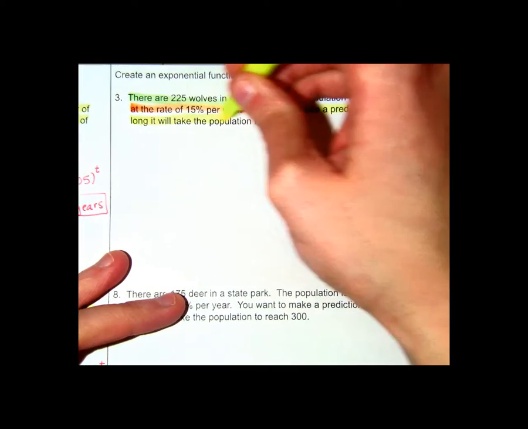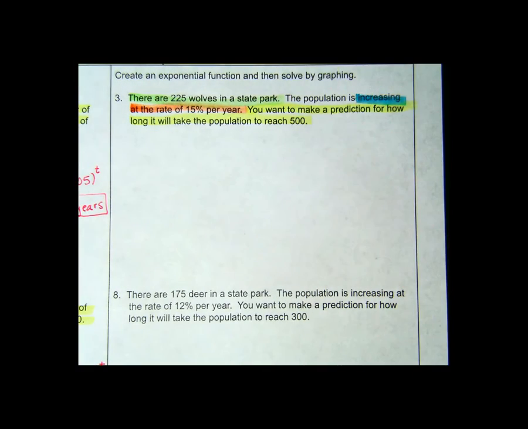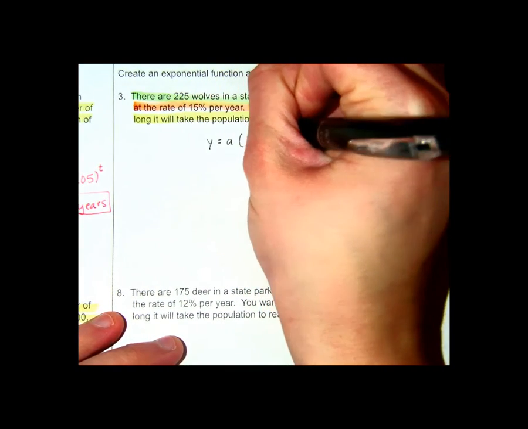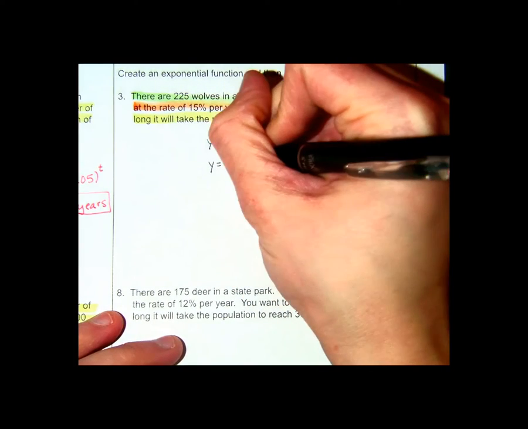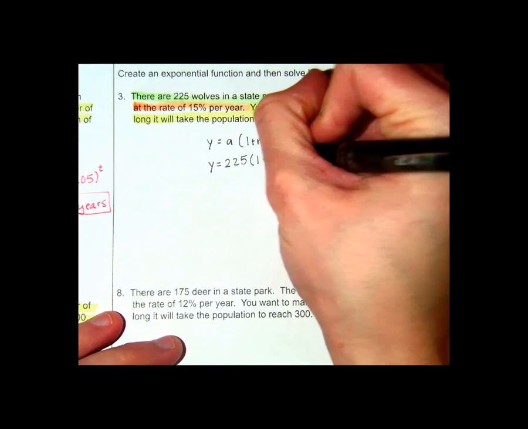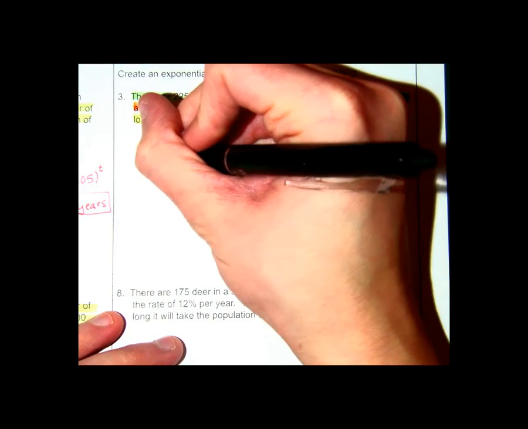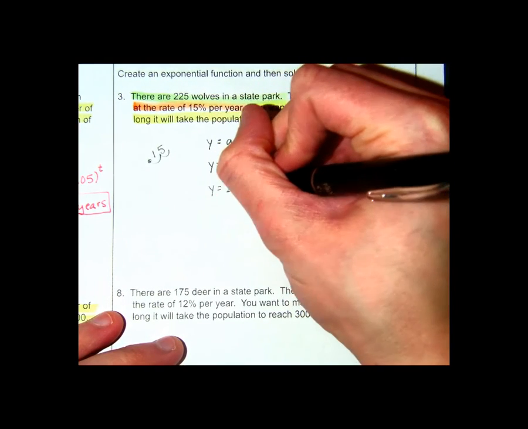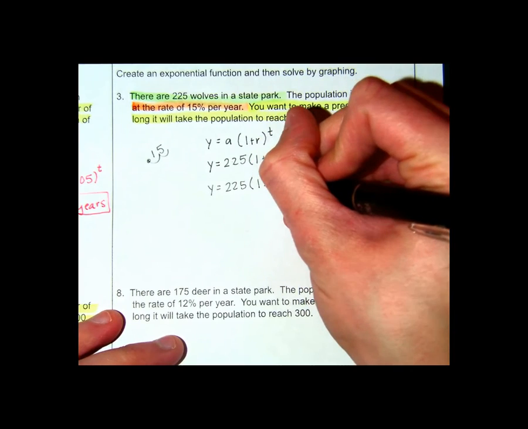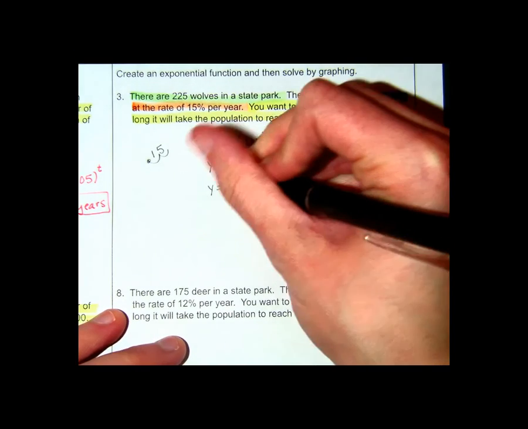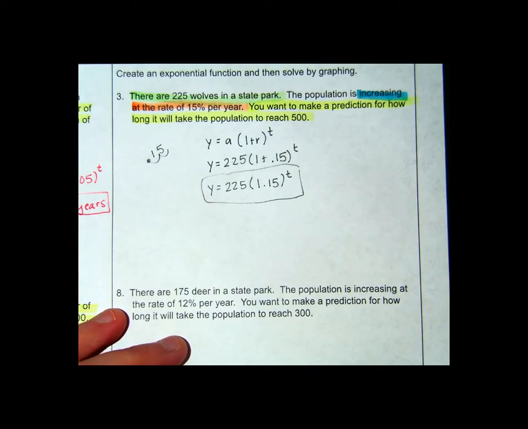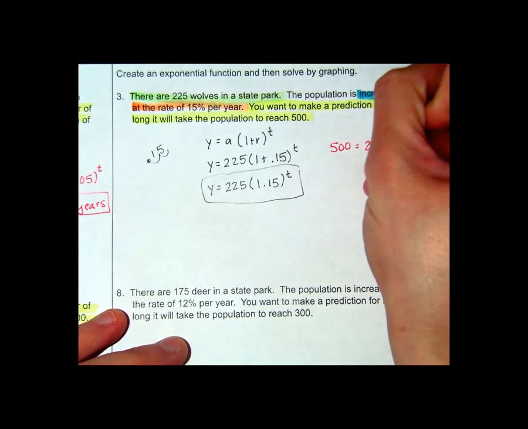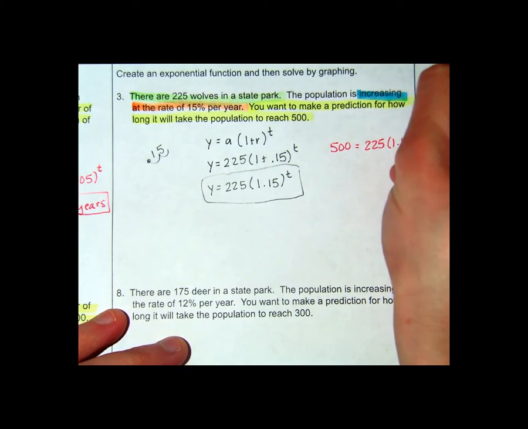Okay. So again, y equals a, parentheses, 1 plus r to the t. I know I'm using that one because it is growth. We start at 225, 1 plus 15%, move the decimal place, so it's 0.15 to the t. Add those together and you get 1.15 to the t. That is part of my answer. The next part, I need to see when it will reach 500. So that equals 225 times 1.15 to the t.